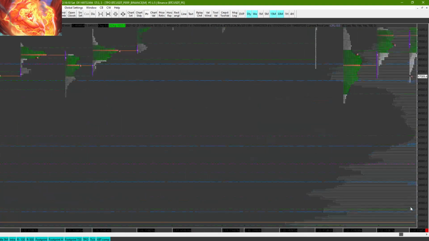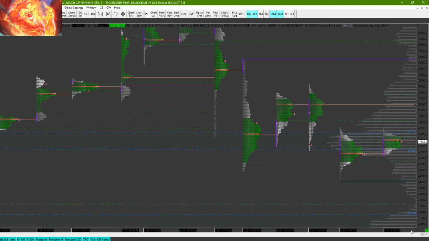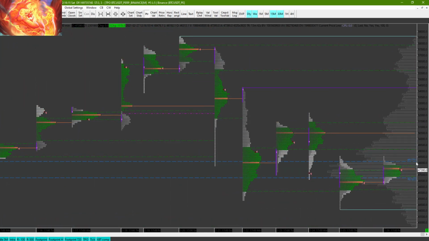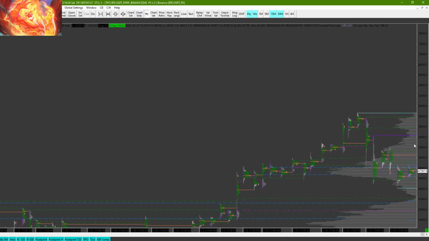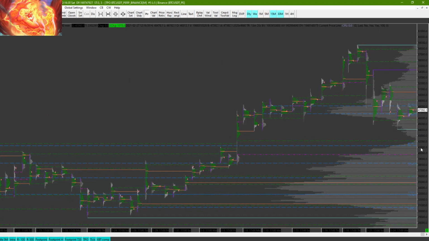I don't really use poor highs and poor lows. The singles and the voids, right, and the tails. Personally, that's what I like to use a little bit more. But it's all personal preference. I'm just going to be teaching the ideas, and everyone needs to figure out how to make it work for themselves. So the last piece of anatomy that I want to talk about, I'm going to go ahead and zoom out so we can see more price so we can talk about it.